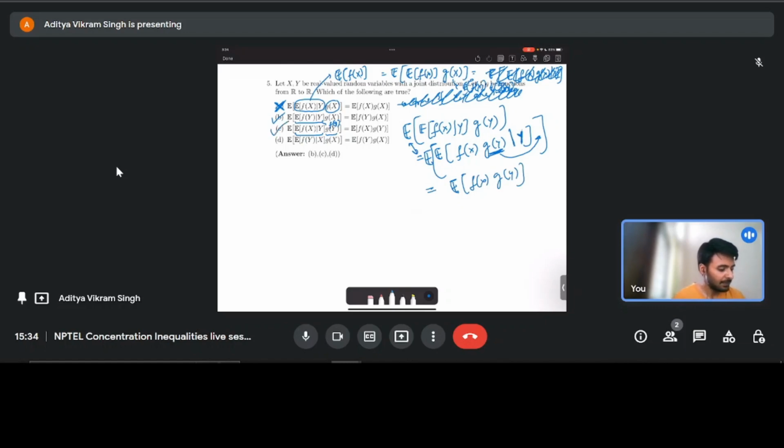D is again a similar thing. You just take conditioning with respect to x. So this thing inside is the same as the expected value of f(y) g(x) given x, right? Because once you're given x, g(x) essentially becomes a constant, and so it can come outside like this. And then you have the expectation of a conditional expectation, which would just be the expectation. So D is also correct.